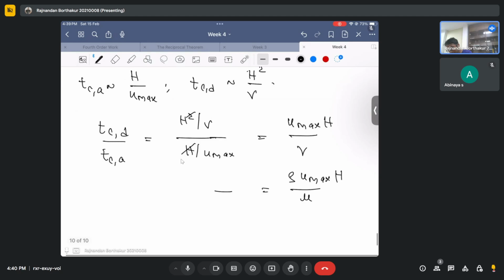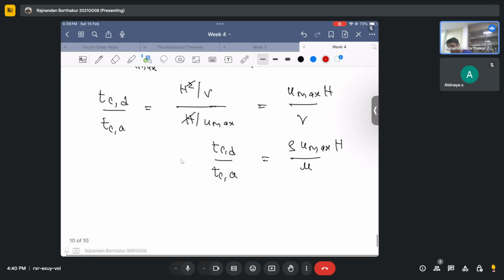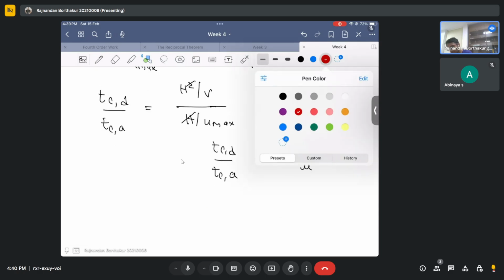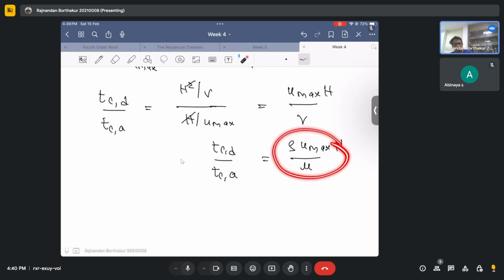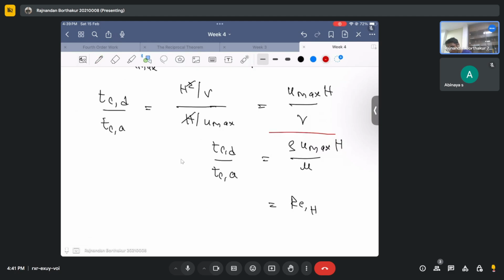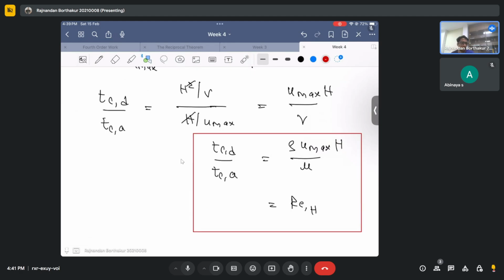So what do we see? We see that the ratio of the diffusion time scale to the advection time scale is nothing but what? So what is this quantity? This quantity, rho u max H by mu, is nothing but the Reynolds number corresponding to the height H. This is just your Re_H, basically. So the ratio of the diffusion time scale to the advection time scale of your problem simply comes out to be the Reynolds number.